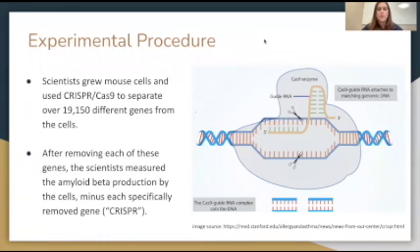Now I'm going to explain how scientists use the CRISPR-Cas9 system that Madison described in their Alzheimer's research. So scientists grew mouse cells in a laboratory, and they used the CRISPR-Cas9 system to remove over 19,000 genes from these cells. And after they removed each of these genes, they measured the amount of amyloid beta that was produced by each of the cells, minus the gene that had just been removed.